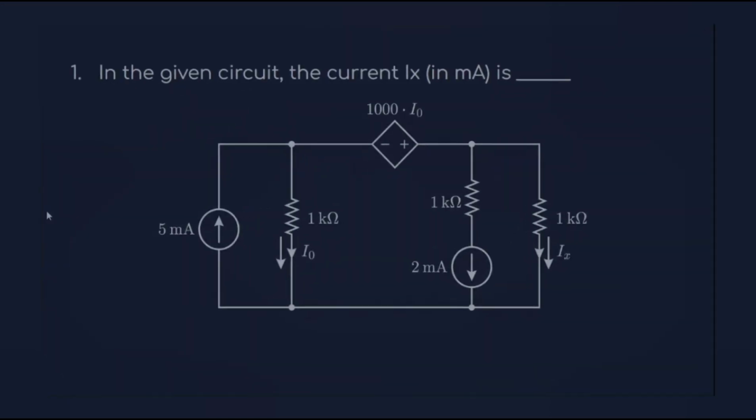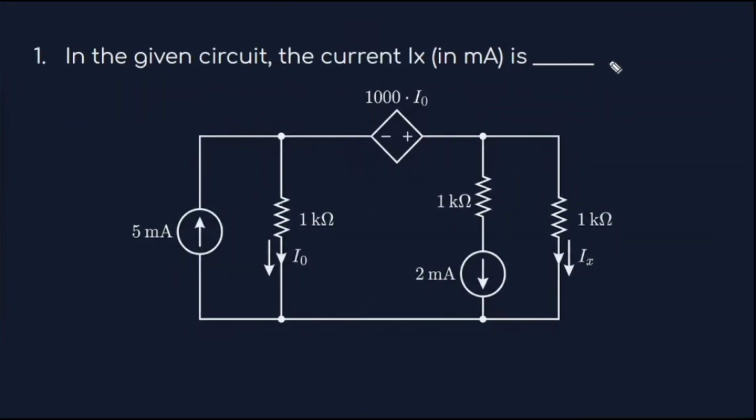Hello everyone, welcome back. Now it's time to solve an actual GATE previous year question. The question in consideration is: in the given circuit, the current Ix in milliamps is. Although this is a 1 mark GATE question that can be solved in under a minute during the exam, in this video we will understand every step clearly. Once you're comfortable with the method, you will naturally solve similar questions much faster.